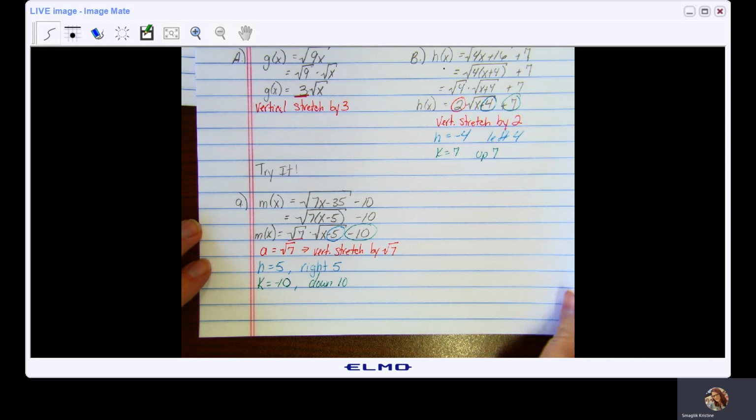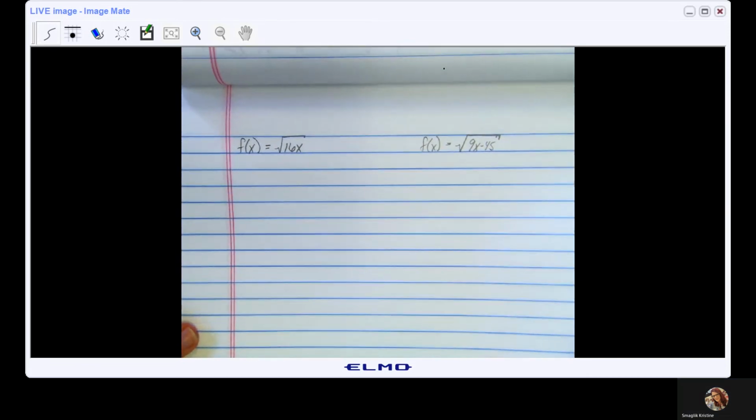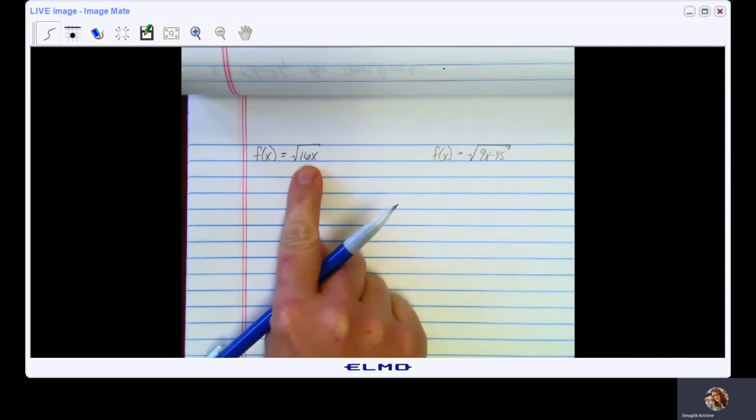Let's take a look at 2 that you can try on your own. Again, if you're watching this video, if you missed class, I'd recommend that you jot these down, pause the video, give them a try, then come back and check your work. So here we go. Square root of 16x.